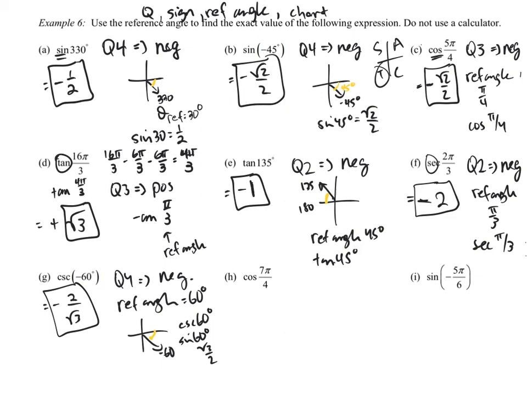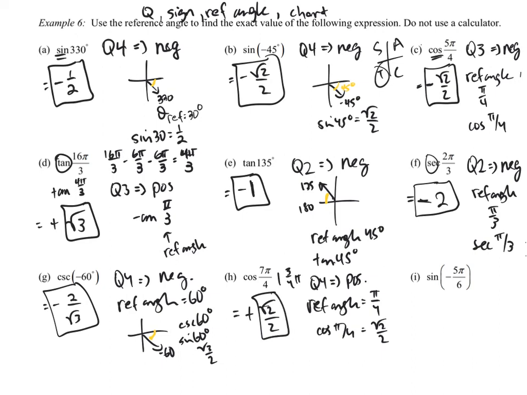Okay, letter H, cosine of 7 pi over 4. I know that 7 pi over 4 is really the same thing as 1 3/4 of a pi, which is going to put me in quadrant 4. And in quadrant 4, I know that cosine is positive because of All Students Take Calculus. So I know that my answer here is going to be positive. My reference angle, well, I just have to look at the denominator, so that's going to be pi over 4. And I know that cosine of pi over 4 from my chart is square root of 2 over 2. So the answer here is going to be positive square root of 2 over 2.